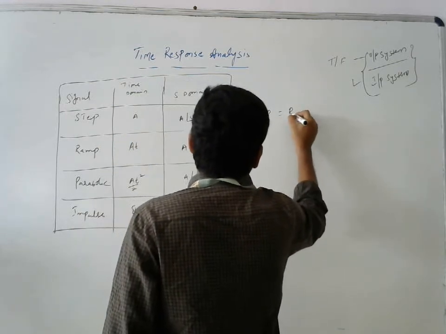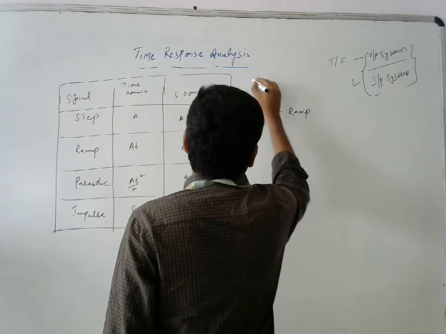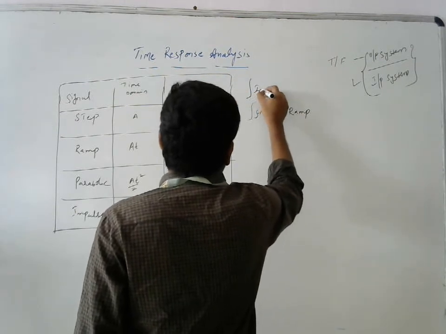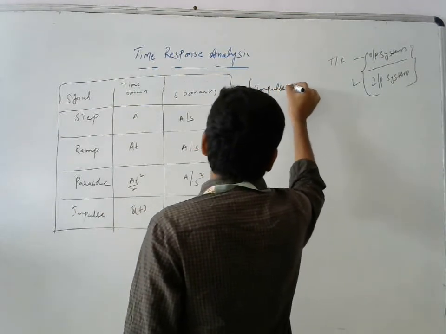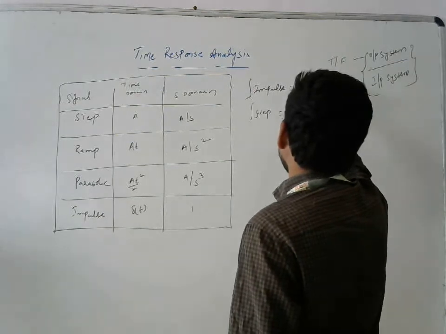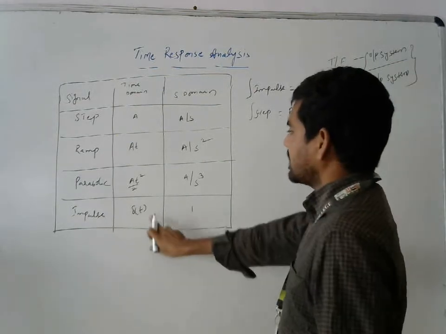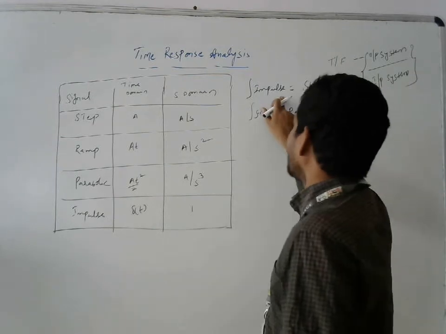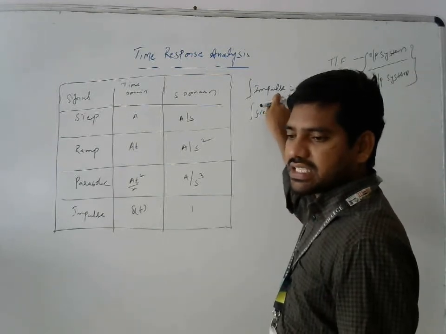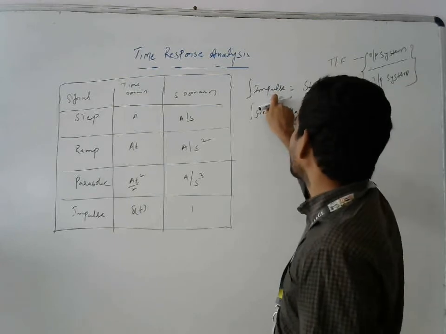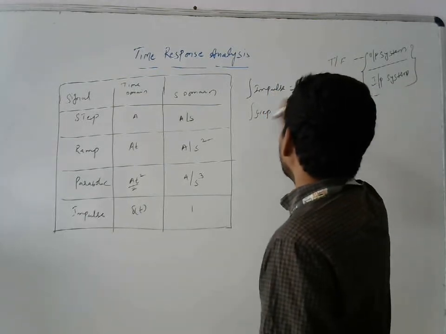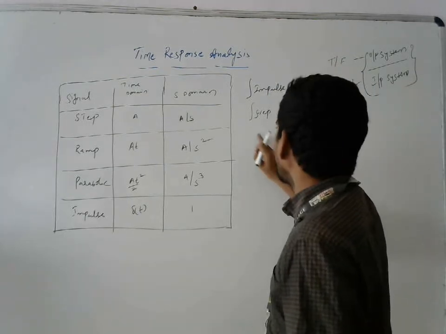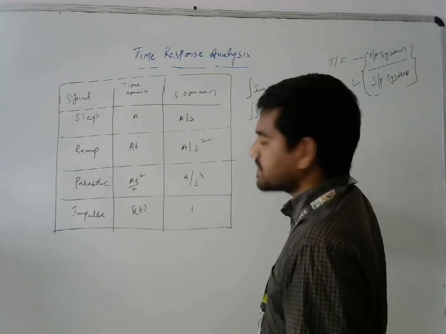The integration of an impulse signal will become a step signal. For example, what is the delta of t? It is 1. If I am integrating 1, what are we going to get? Some constant with respect to x, which means we get a step signal. Integration of impulse will give a step signal. Integration of step will give a ramp signal.